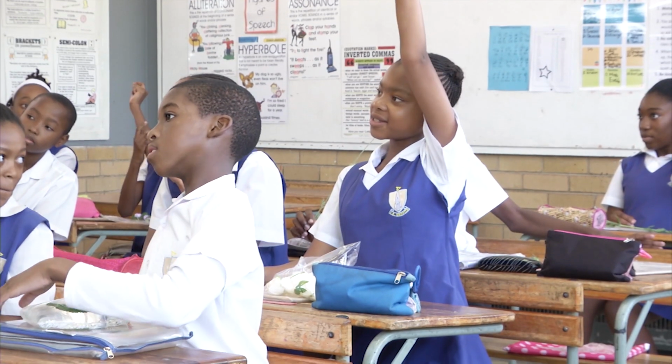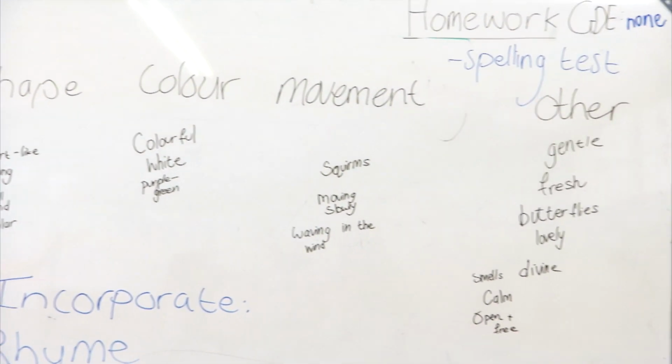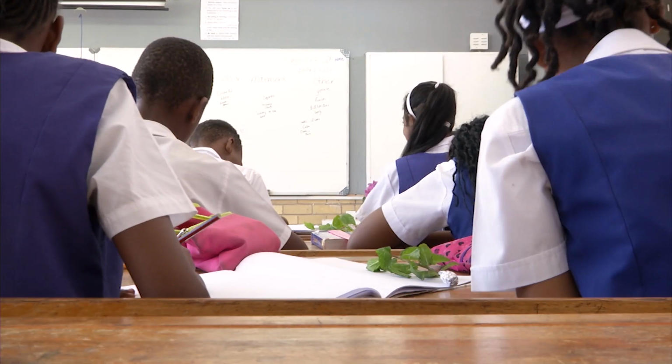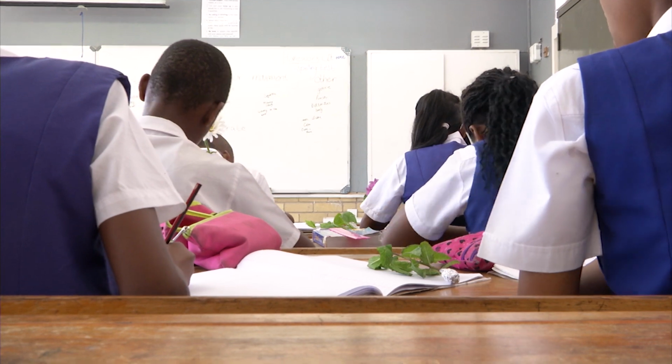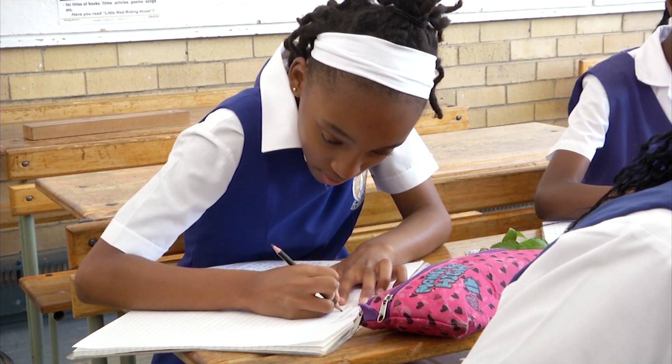Buntle. White. White. After they had the word bank, just to let them for 10 minutes use their creative juices and the words they've seen on the board and heard to be able to create their own poem.